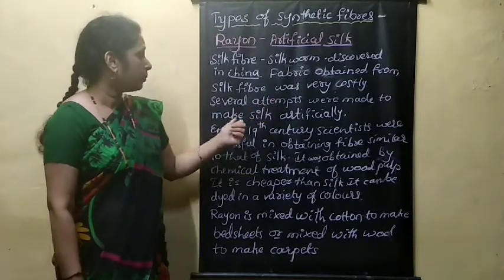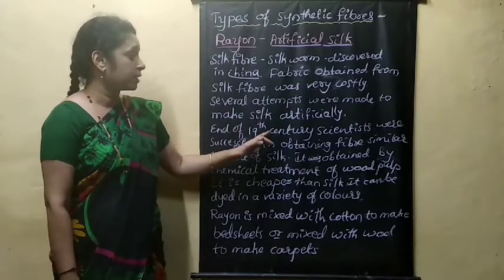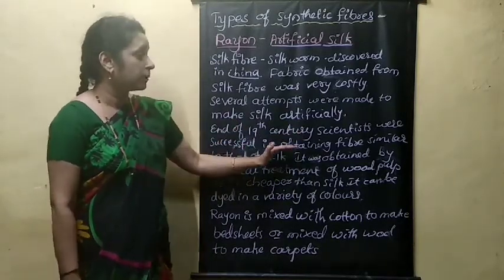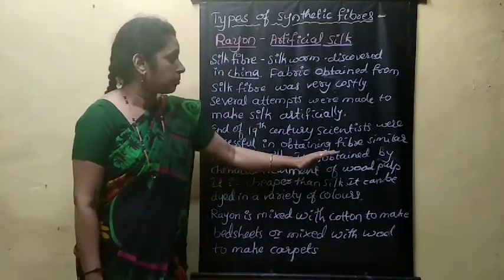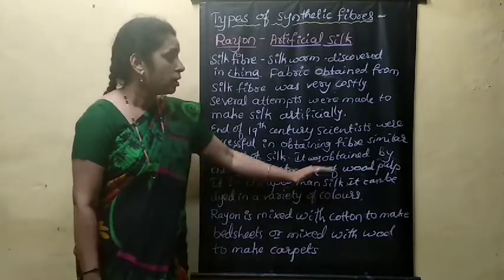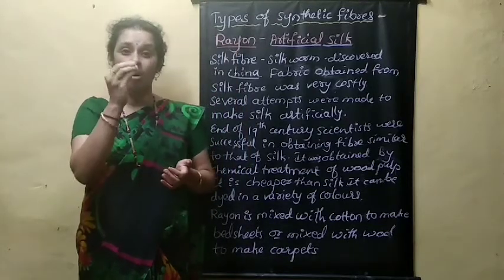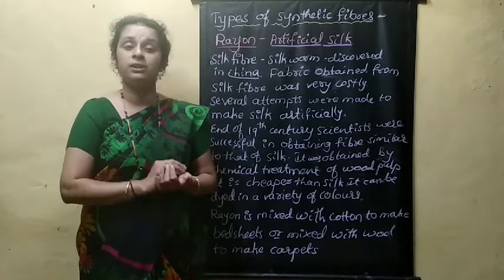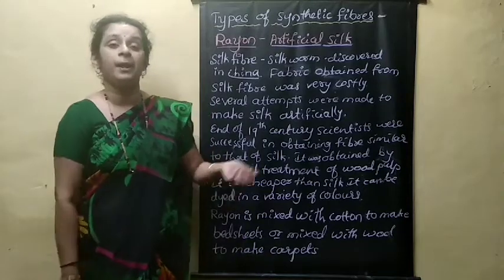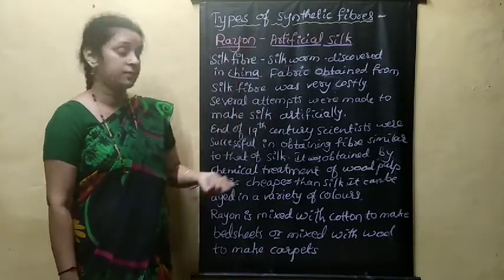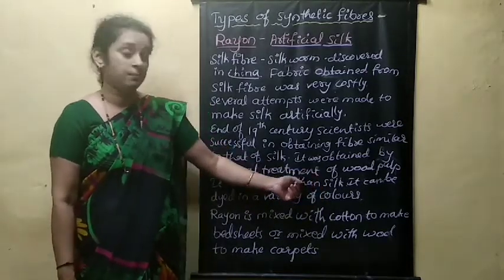Several attempts were made to make silk artificially. At the end of the 19th century, scientists were successful in obtaining a fiber similar to silk. It was obtained by chemical treatment of wood pulp. Wood pulp is the soft, white structure inside wood. By treating wood pulp with some chemicals, they prepared rayon, that is artificial silk. It is cheaper than silk.